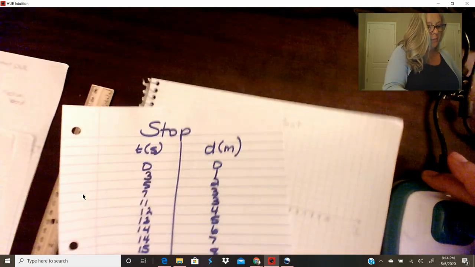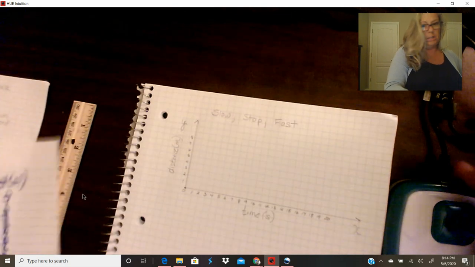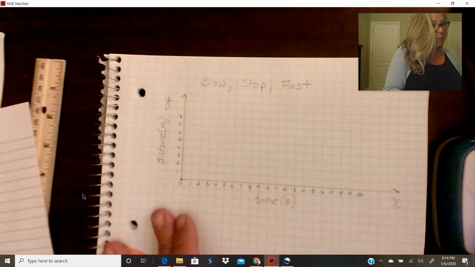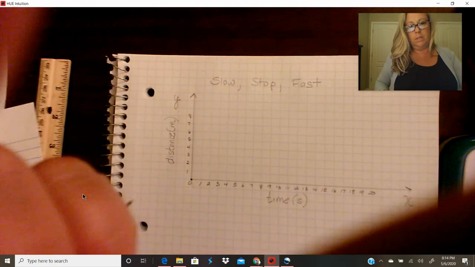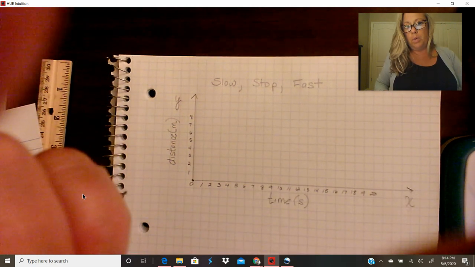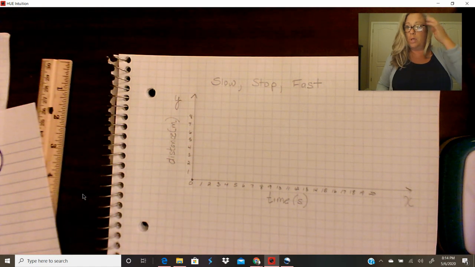Hi everyone. All right, we are going to graph the data from Nick's walk that included some stop time, because one of the most important things that you would need to know about force and motion and distance-time graphing, especially were we to still take an EOG, is what a stop looks like on a horizontal graph.